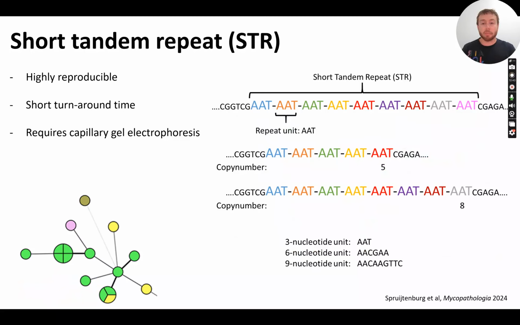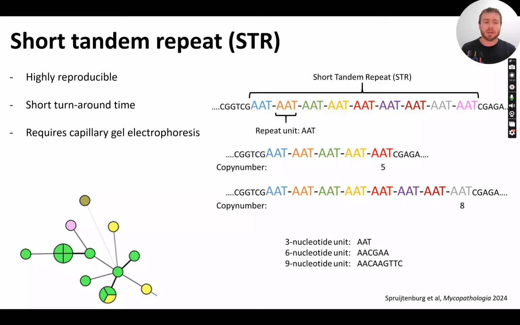Another method that I personally use a lot in my lab is short tandem repeat genotyping. What you need to know is that several of these STR markers are amplified with a PCR, and then capillary gel electrophoresis is performed. This is a highly reproducible method, and usually you can compare results between labs accurately actually. Another big advantage, it has a short turnaround time. If I start my experiment in the morning, in the afternoon, I will already have the results. So that's excellent when you are dealing with an outbreak.